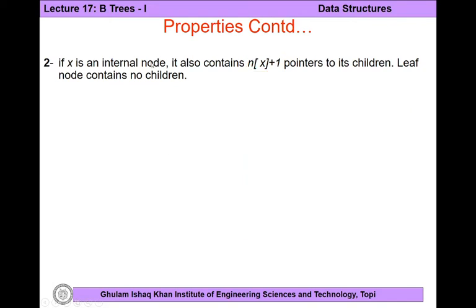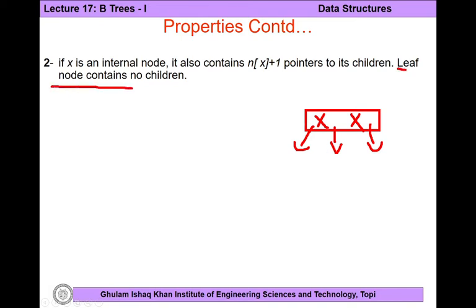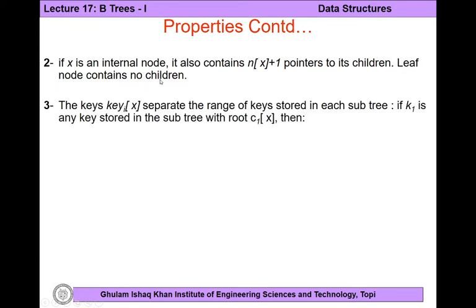For example, if a node has 2 keys, it means it will have 1, 2, and 3 pointers to its child nodes, right? And the leaf node contains no children, which is obvious, no need of writing that.